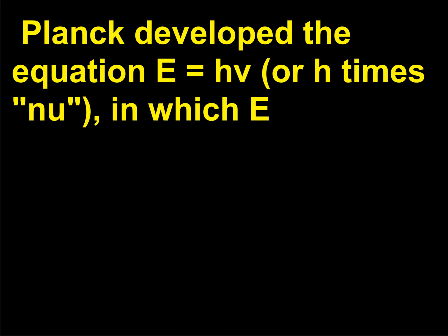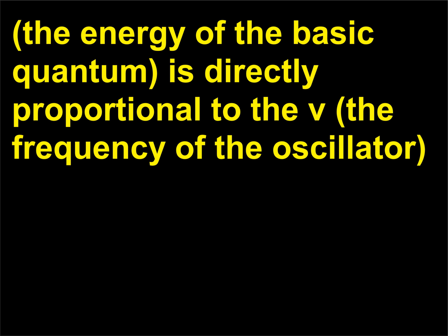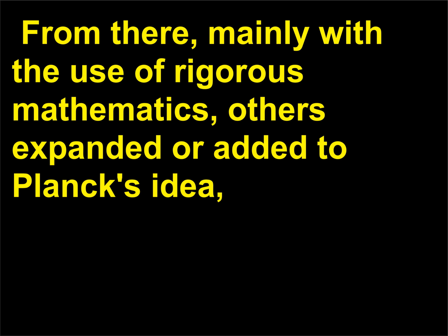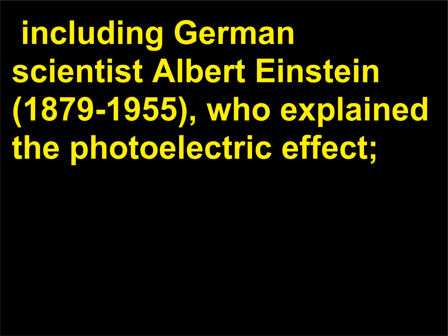Planck developed the equation E equals hν, or h times nu, in which E, the energy of the basic quantum, is directly proportional to ν, the frequency of the oscillator, multiplied by h, or Planck's constant, 6.63 x 10^-34 joule-seconds. From there, mainly with the use of rigorous mathematics, others expanded or added to Planck's idea, including German scientist Albert Einstein, 1879 to 1955, who explained the photoelectric effect.